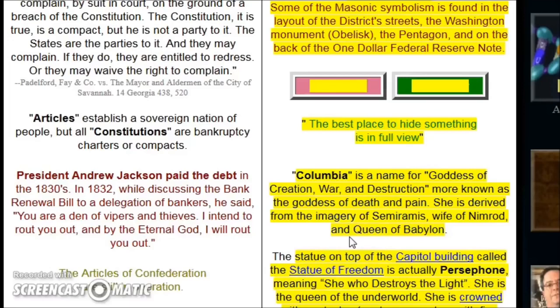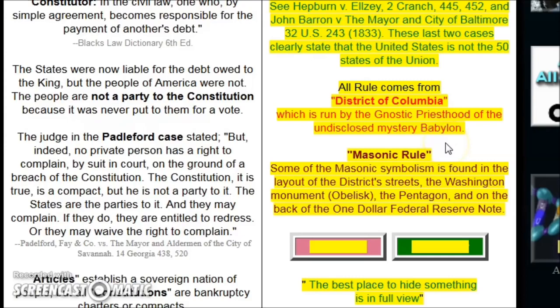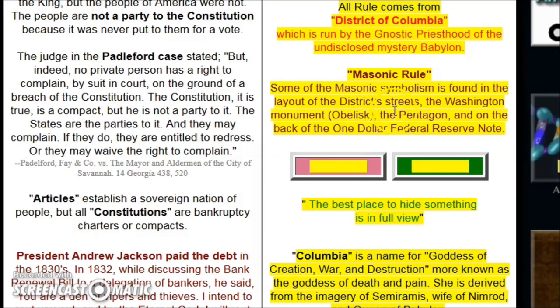And also, it goes on to say that the District of Columbia is run by Gnostic priesthoods of the undisclosed mystery Babylon under Masonic rule. Some of the Masonic symbolisms are laid out on the district streets. The obelisk, which is also in the City of London, and also an obelisk in the center of the Vatican in Rome. Again, Egyptians, they actually brought these obelisks, except for the Washington, D.C. one, over from Egypt.